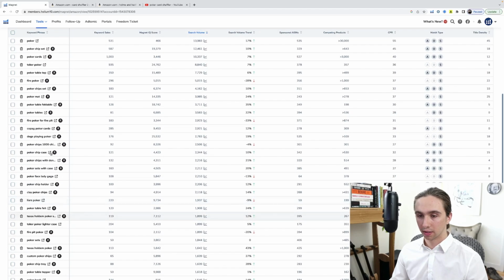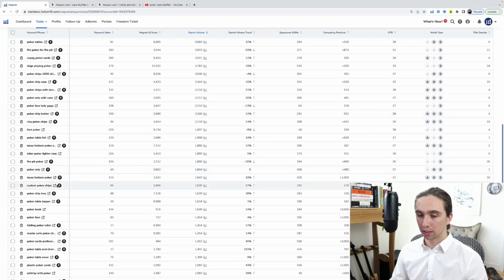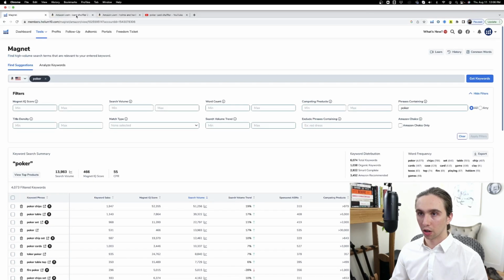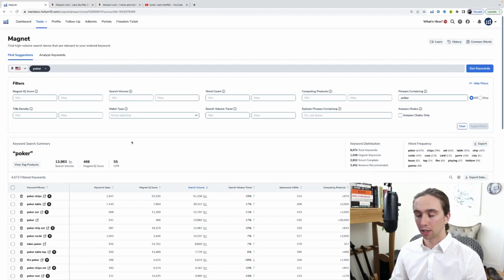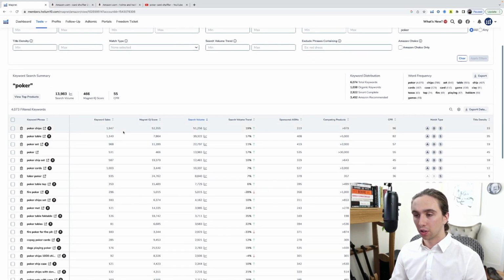Let's see. Sets with case, chip holder. So obviously those are some of the most popular things here. And then our poker or our card shuffler doesn't have the word poker in it, but it's obviously used primarily for that, I would say. So there's some things that you would have to look at outside of that. What this does is it gives you proof of concept. So we know that customers are looking for the thing that we're trying to sell.